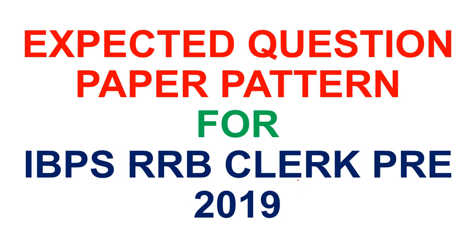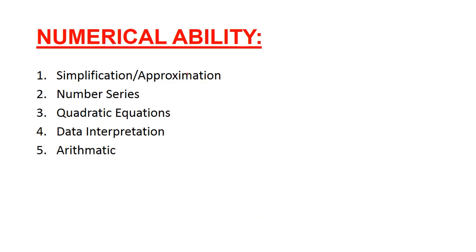Firstly, we shall discuss the first section, that is the numerical ability section. The topics from this section which can be expected in the IBPS RRB Clerk exam are mentioned here. The first one is simplification or approximation. From simplification or approximation, you can expect a total of 10 to 15 questions from this particular topic.